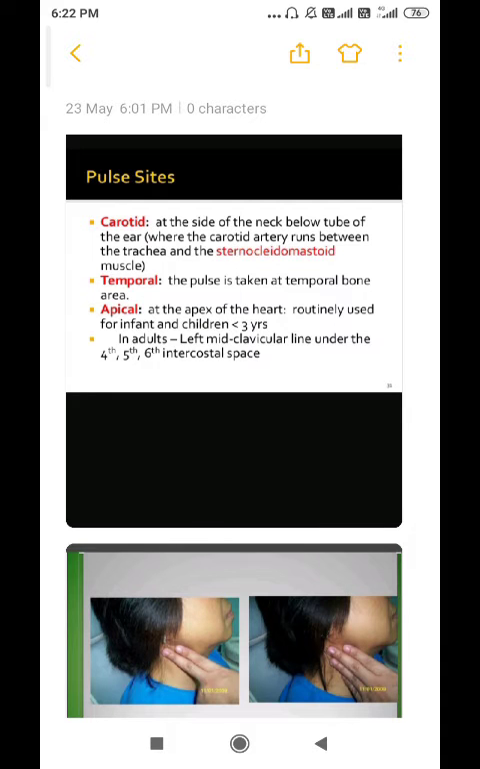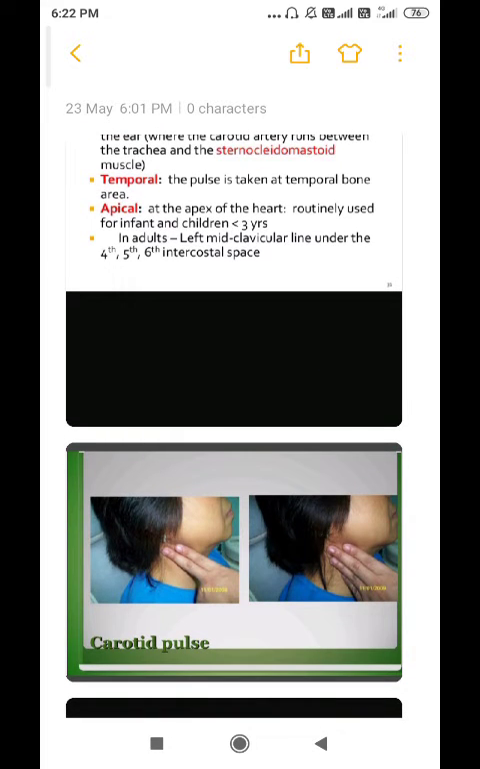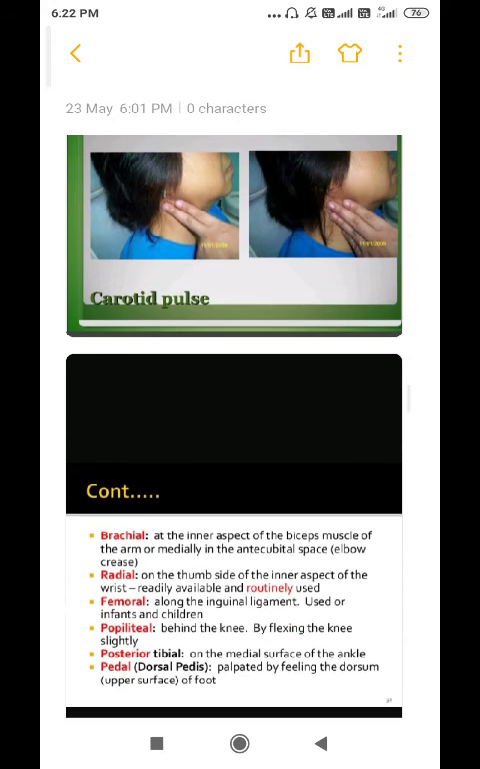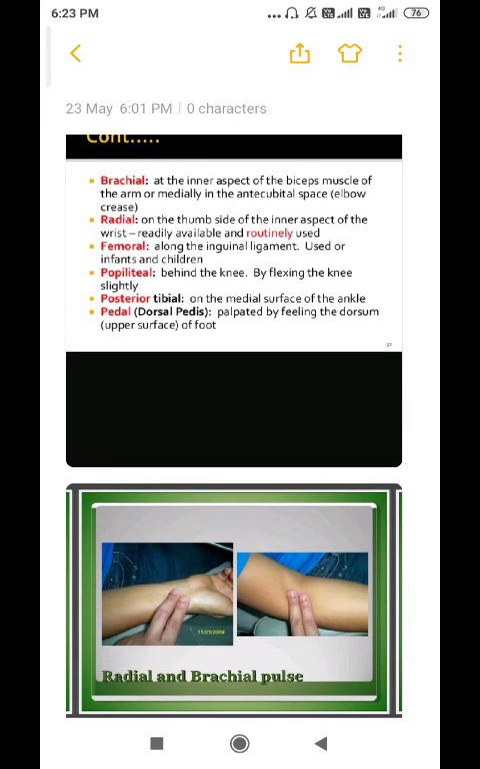And apical, at the apex of the heart, routinely used for infants and children less than 3 years. In adults, left mid-clavicular line under the fourth, fifth, sixth intercostal space. And brachial, at the inner aspect of the biceps muscle of the arm, or medially in the antecubital space, the elbow crease.